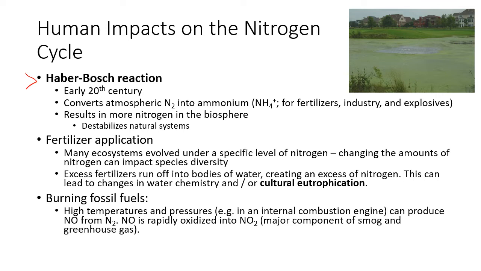In the early 1900s, a couple German chemists, Haber and Bosch, I believe one was more of a chemist and one was more of a businessman, developed a process to convert atmospheric nitrogen into ammonium synthetically. That was initially used for explosives during World War I, but is mostly used for fertilizers today. That is resulting in more nitrogen in the biosphere, which is destabilizing natural systems because most systems, or all natural systems, evolved in such a way that they evolved for a specific amount of nitrogen, right?